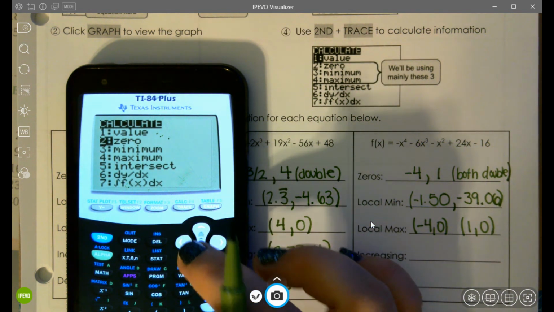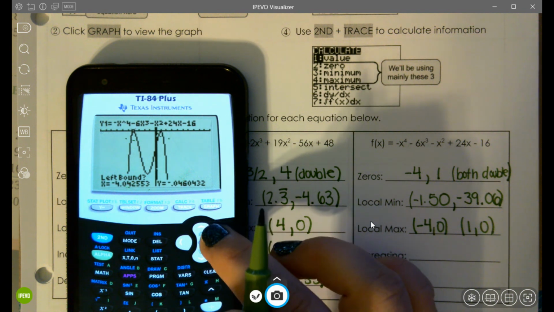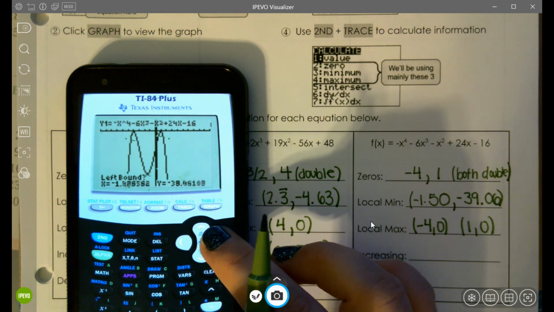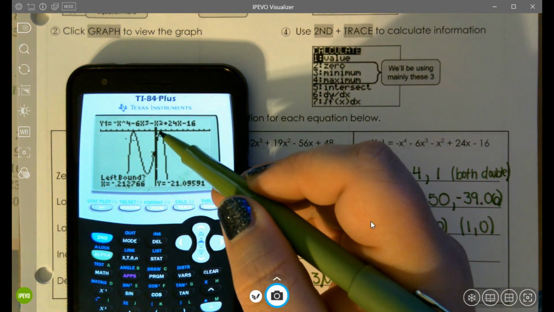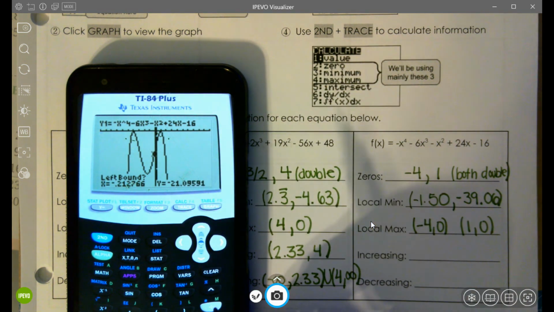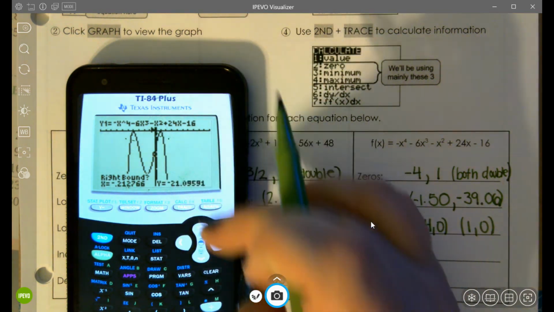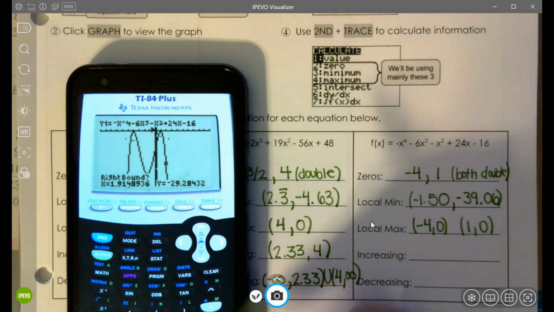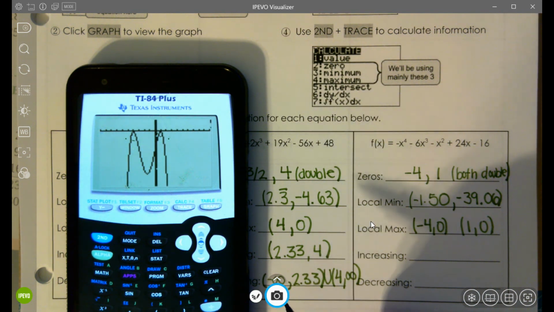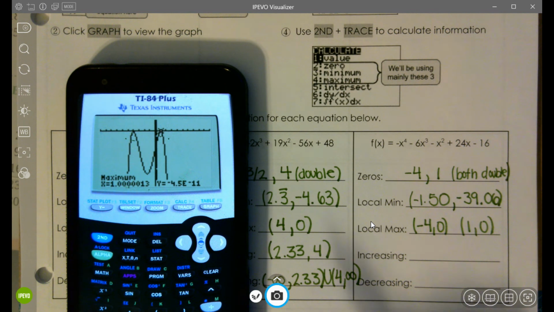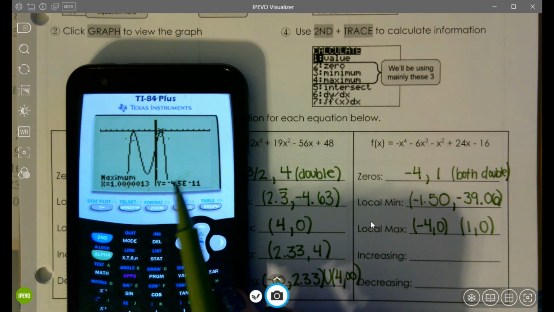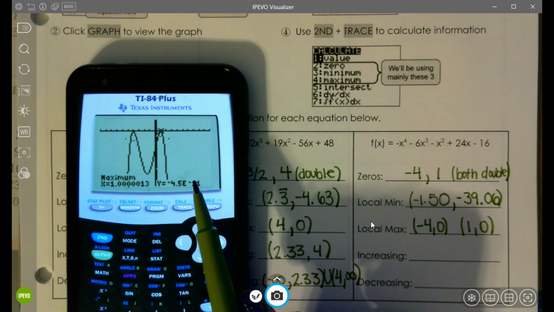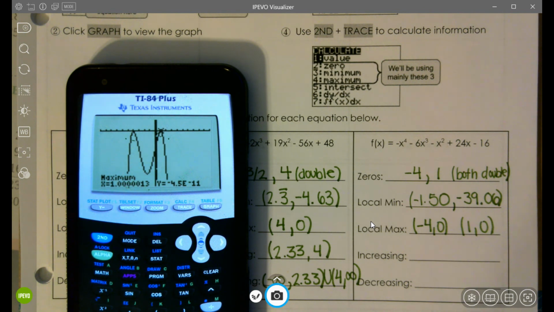And I'll do the other one really quick too, just to let you see. Here's my maximum. I'm on the left, so I'm going to hit enter. Now it's saying to the right. Now I'm on the right, so I'm going to hit enter twice. And again, this just means 0.11, that's pretty much 0.